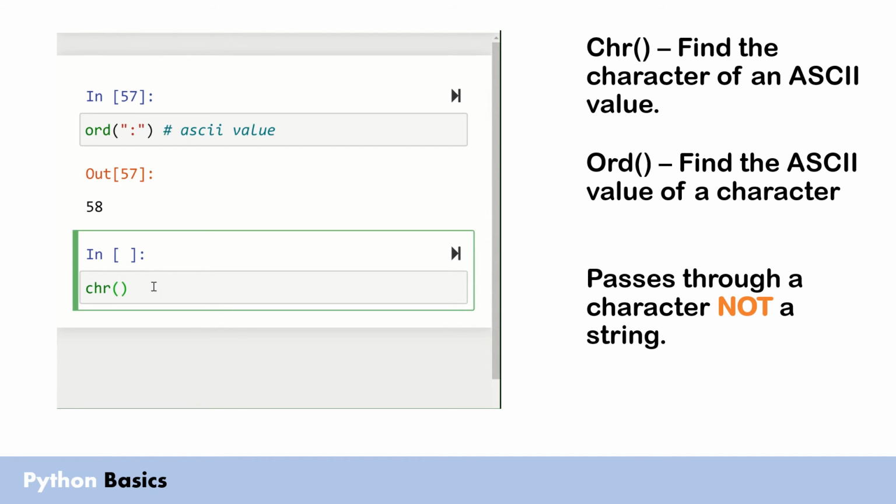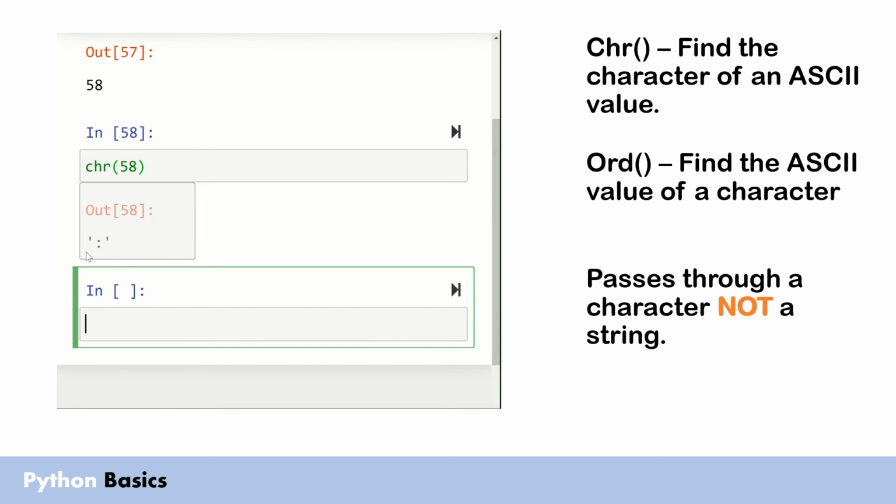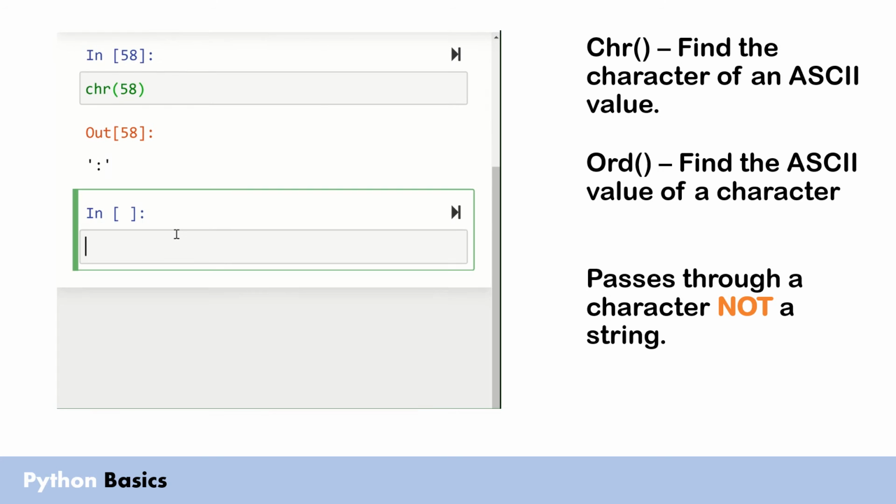Char, on the other hand, will do the reverse. If I did char 58 and press run, you see I get the character back. So what char does is do the opposite of ord. Ord turns it into an ASCII value. Char will send it back into a character.